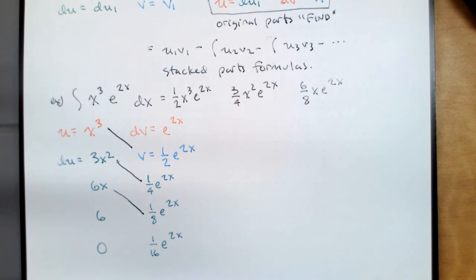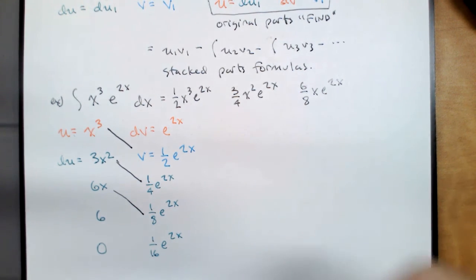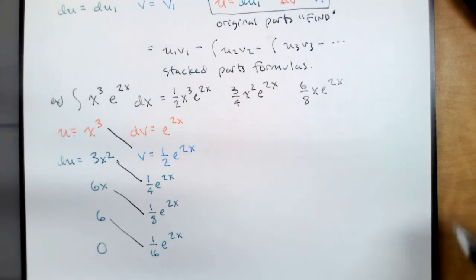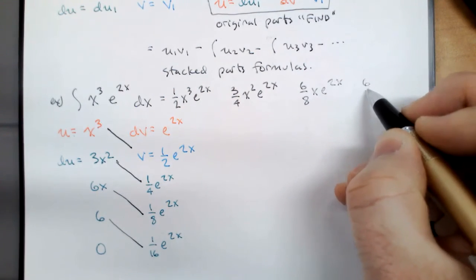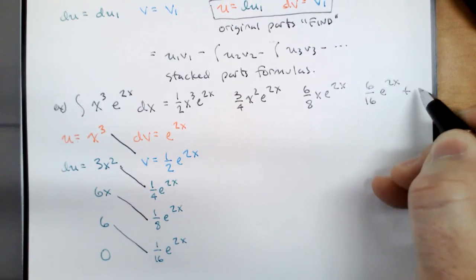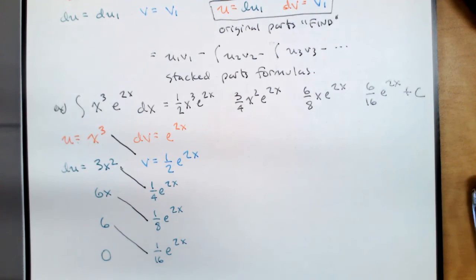And our last UV will be 6/16 e to the 2x. Notice I didn't write signs in between. The parts formula has UV minus the integral.